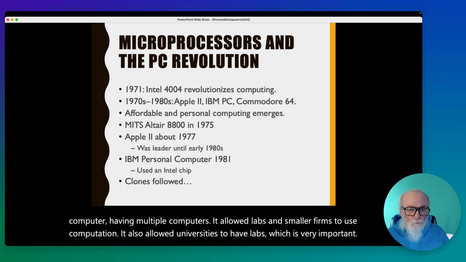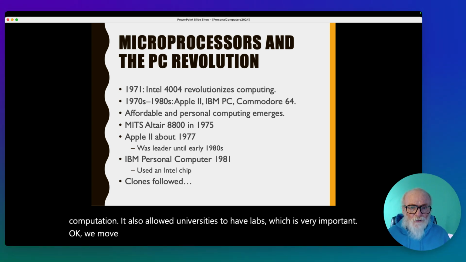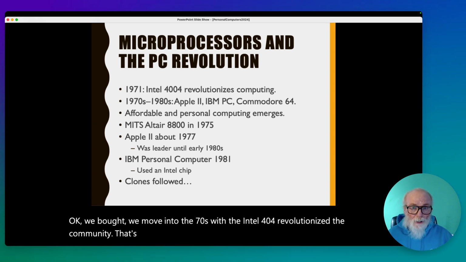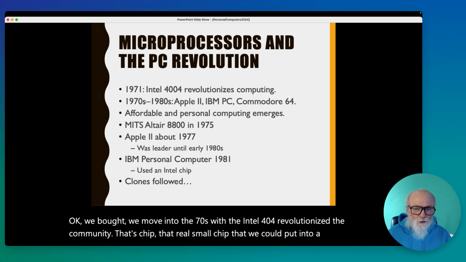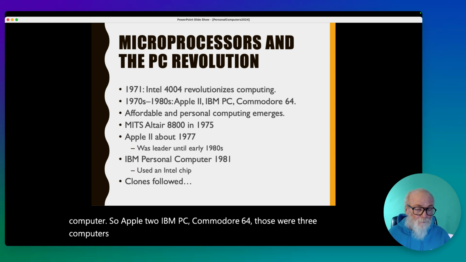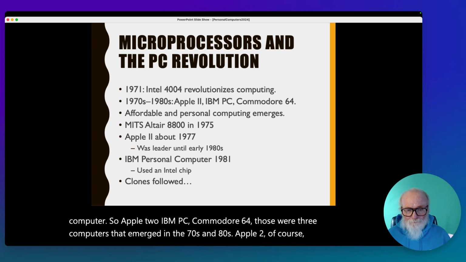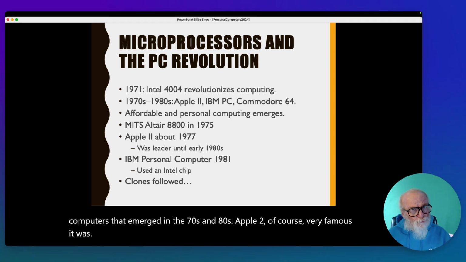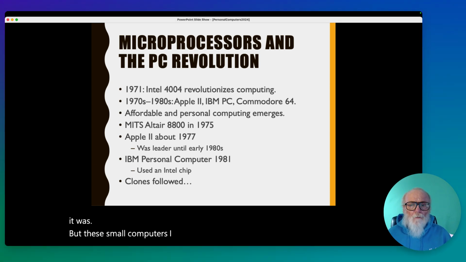Okay, we moved into the 70s, when the Intel 4004 revolutionized the computer. That's the real small chip that we could put into a small computer. So the Apple II, IBM PC, and Commodore 64 were three computers that emerged in the 70s and 80s. The Apple II, of course, very famous.